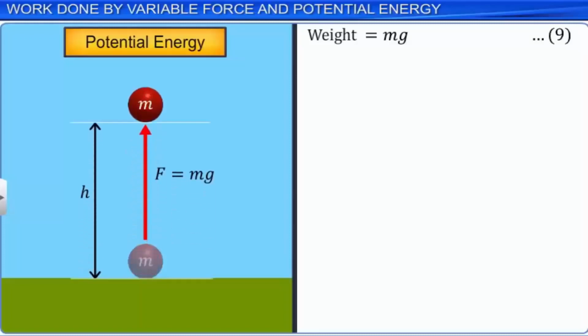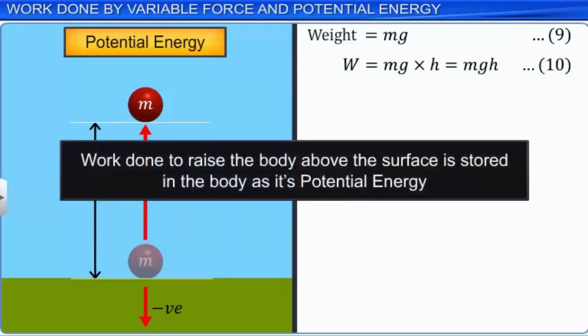To raise the body through height h above the surface, the minimum force required is its weight, which is equal to mg. Consider the upward direction to be positive. The work W done to raise the body through height h against the gravitational force of attraction by an external force is mgh. Let this be equation 10. This work is stored in the body as its potential energy.